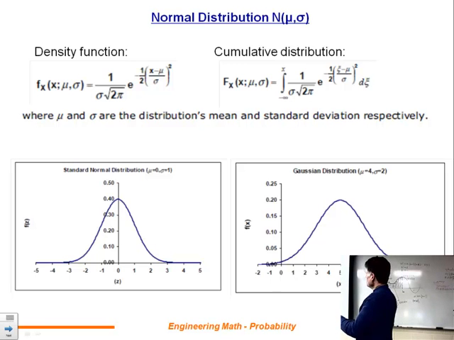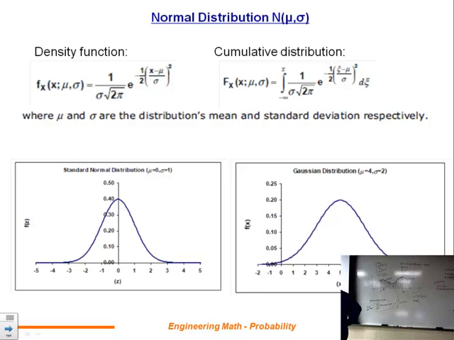Here is the density function for a normal distribution with mean mu and standard deviation sigma. It's this fraction which is constant. It only depends on sigma, but ignore it for a second. Here's where the action is going on. It's the natural exponential. It's e to this power. It's minus 1/2 times x minus mu over sigma, squared.